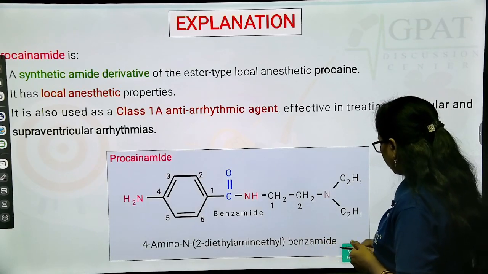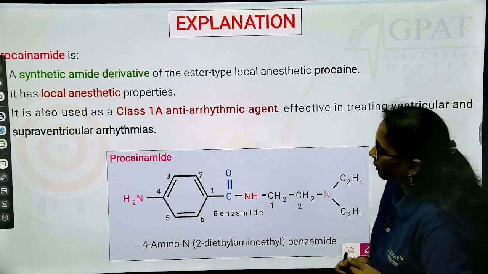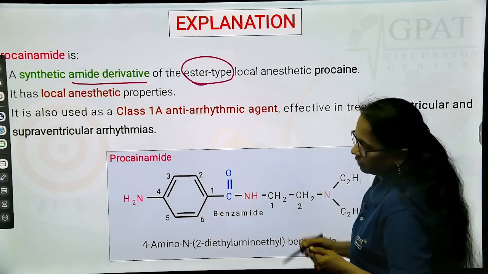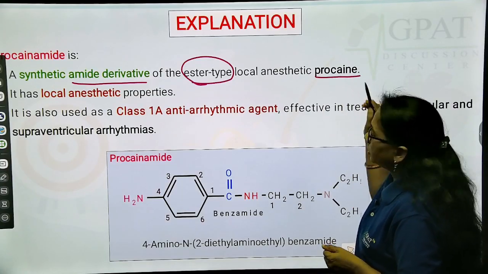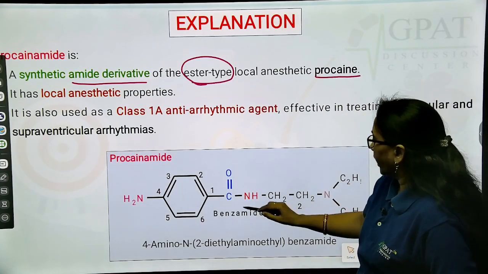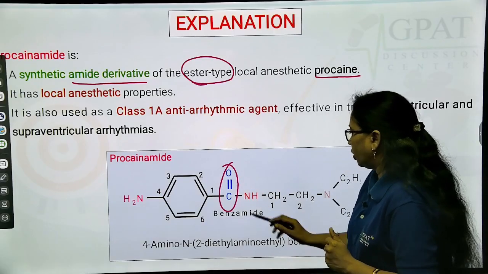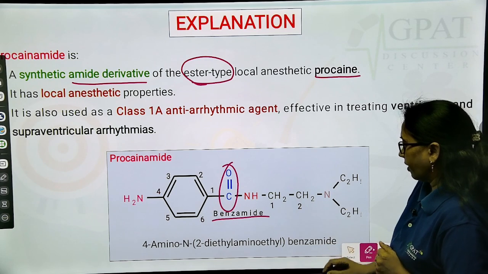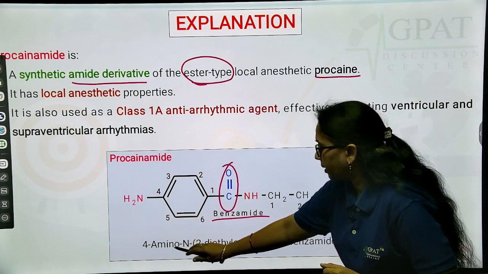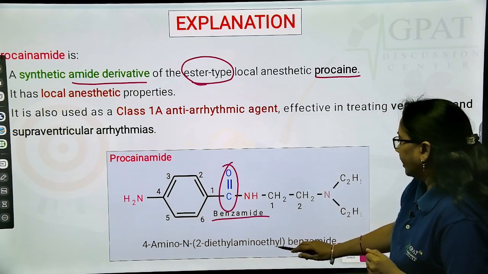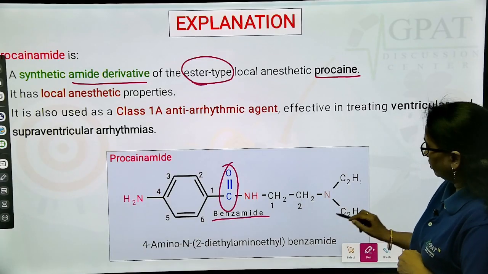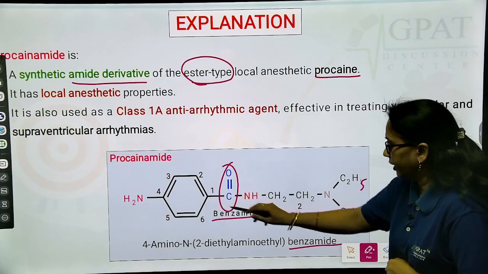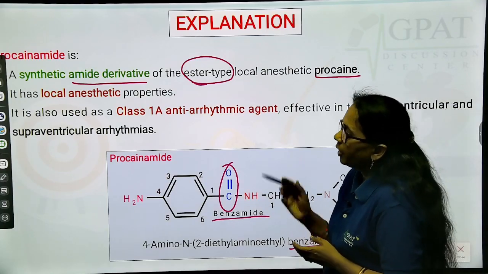If you see the clear cut information related to procainamide, it is a synthetic amide derivative of the ester type local anesthetic. Procaine, we know, is a local anesthetic. If you are taking the ester type, the CONH benzamide ring is additionally available. So, this is 4 amino and 2 diethylaminoethyl, which is a benzamide ring. That is why it is procaine.